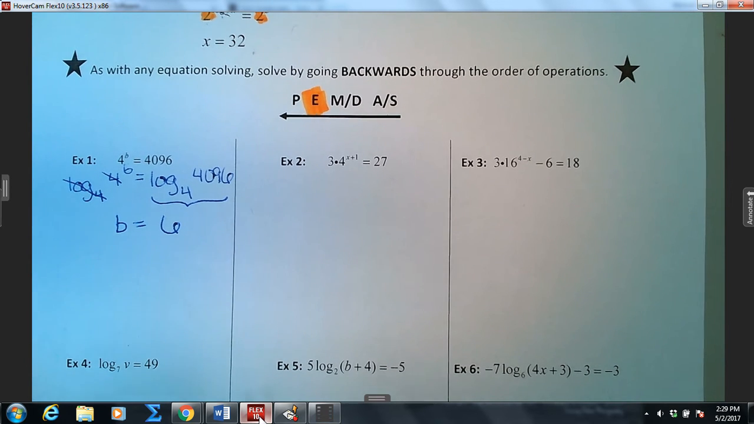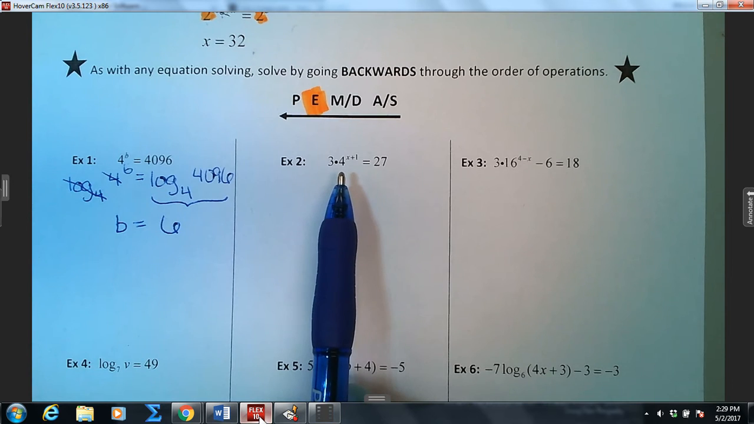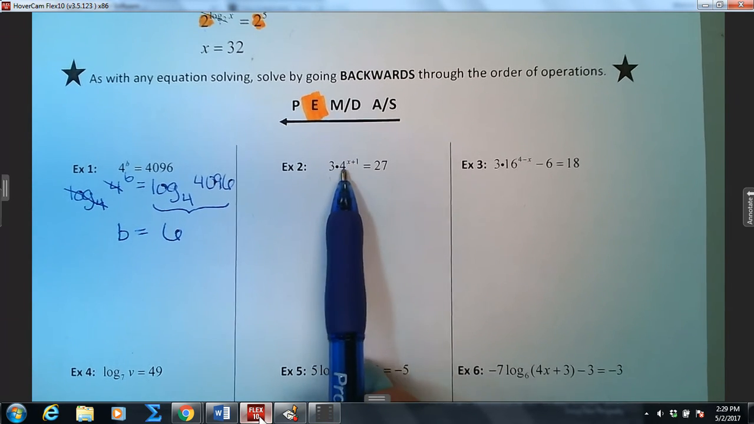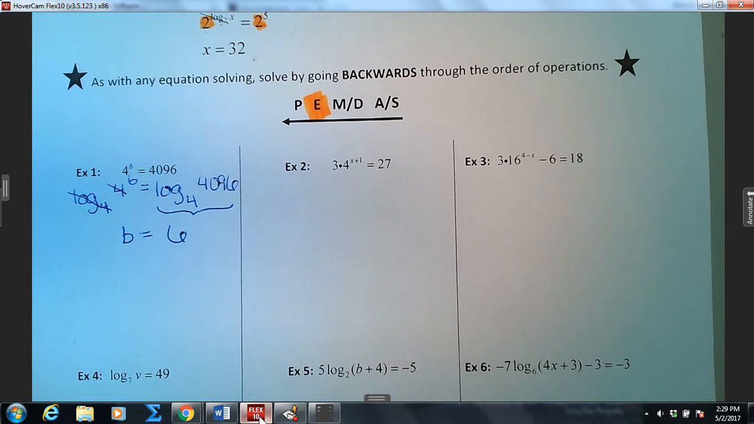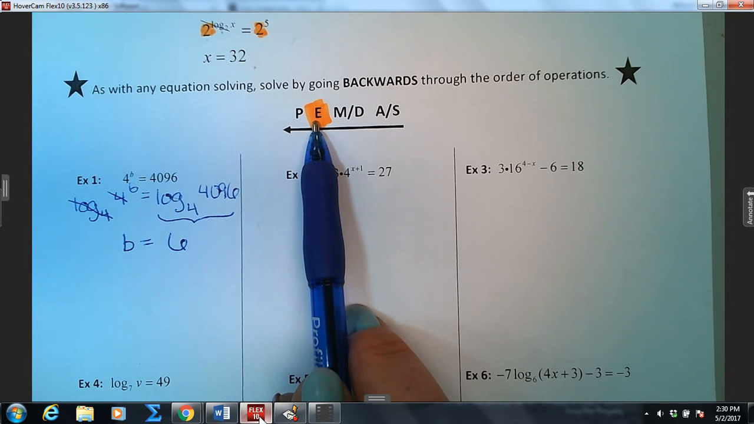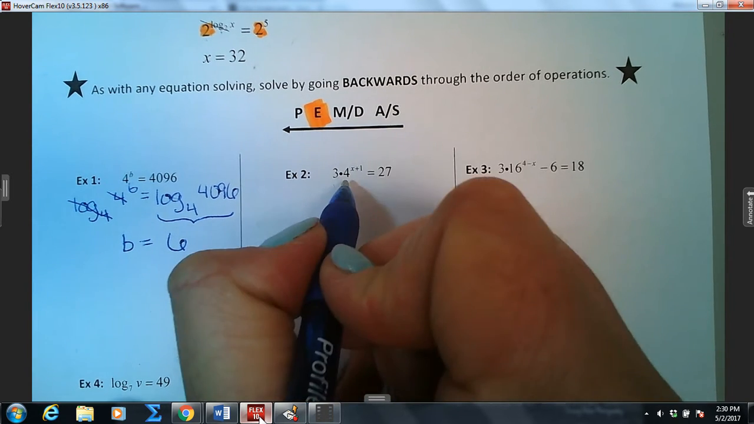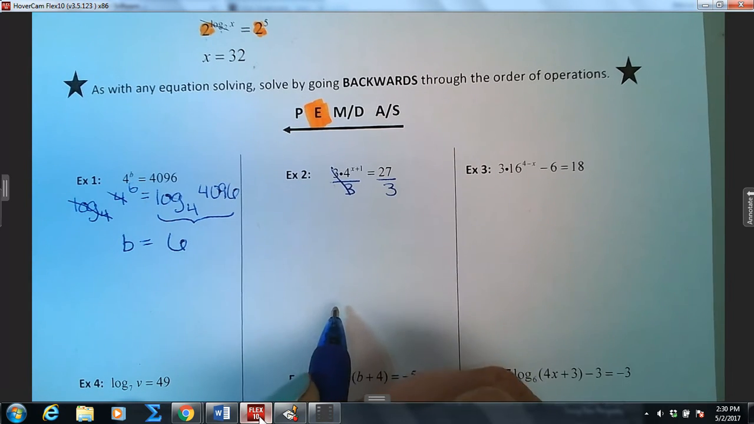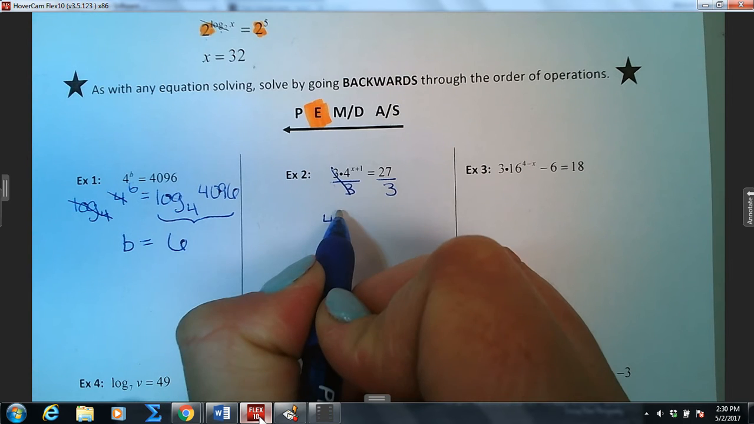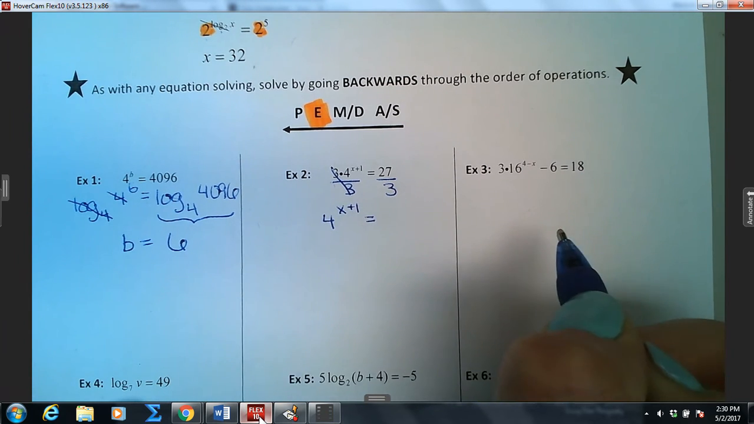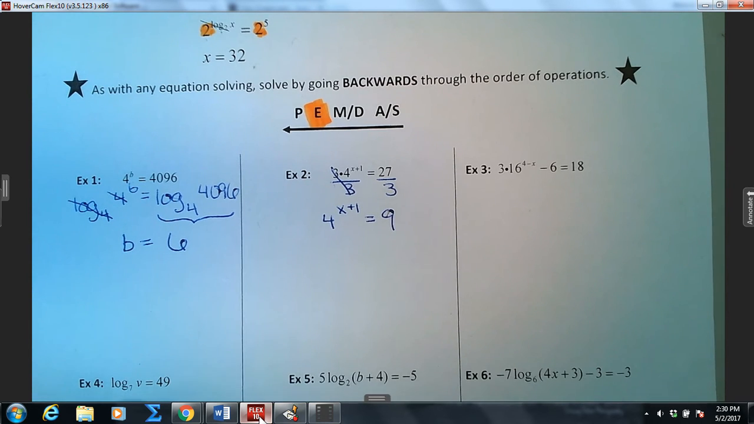Okay, let's try this next one. Notice here we have a 3 out front that's not part of the exponential piece of the function. That 3 is a multiplier. We need to get rid of it before we deal with the exponential part. So to get rid of a multiply by 3, I need to divide by 3. That will leave me with 4 to the power of x plus 1 equals 27 divided by 3 is 9.